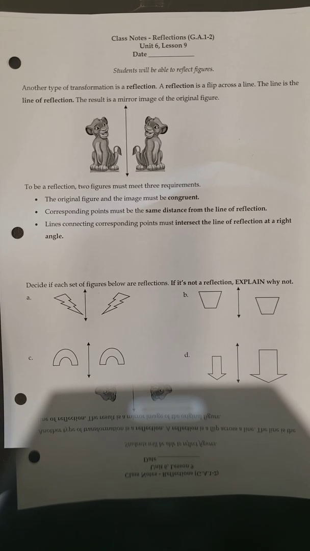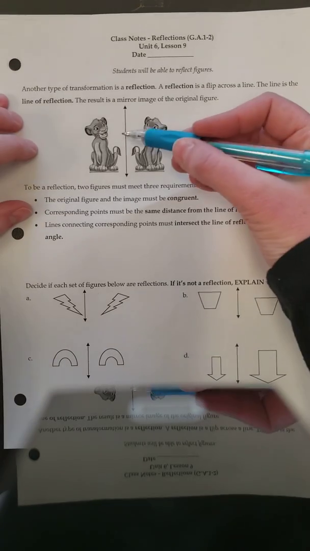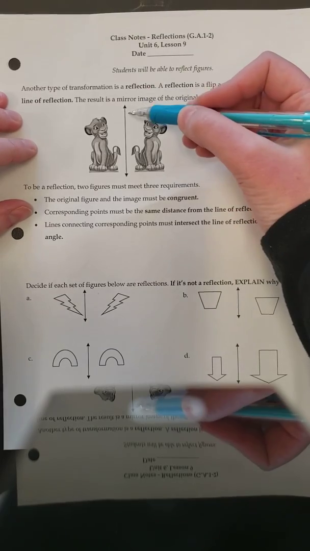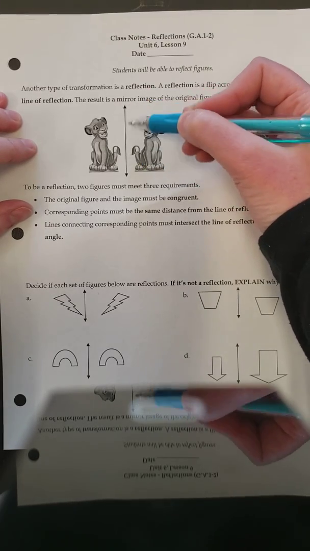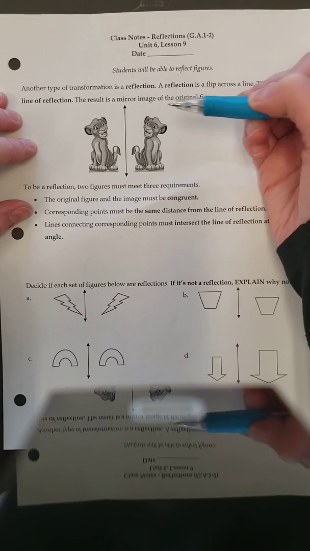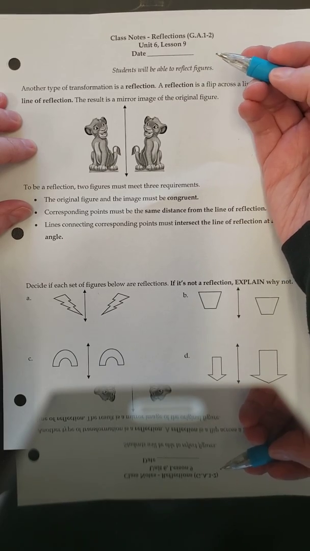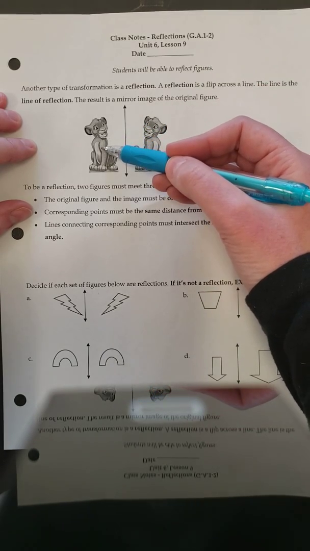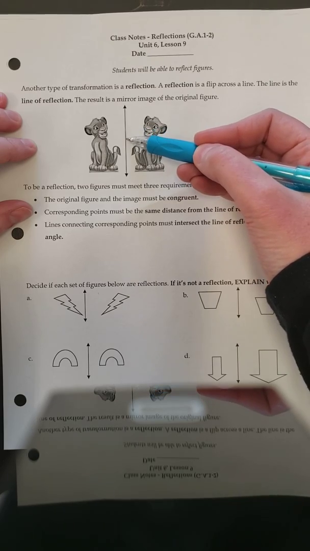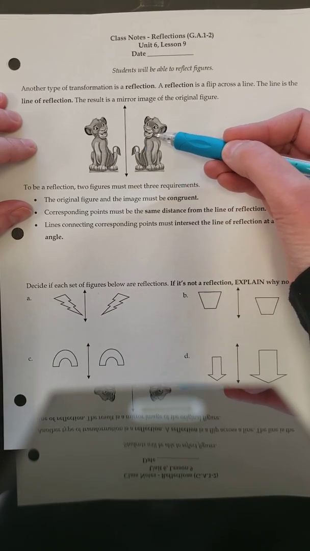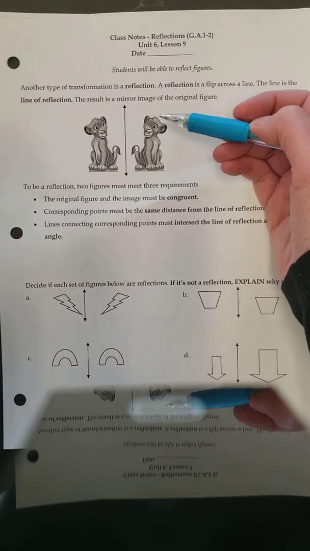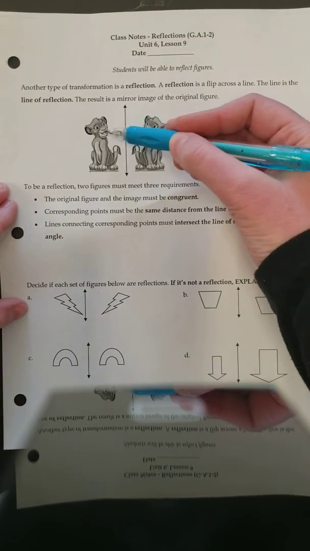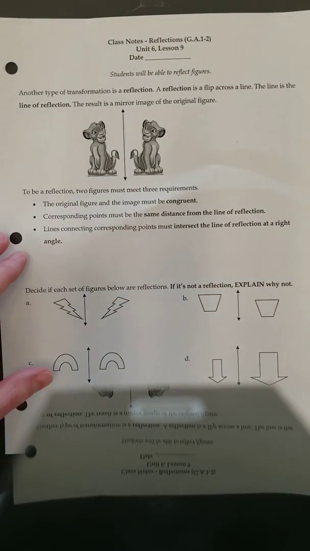So, a reflection is a flip across a line. The line is the line of reflection. So if we look here at these two pictures of Simba, this right here would be your line of reflection. The result is a mirror image of the original figure. So if I flip this Simba across the line of reflection, the figure gets flipped, so it looks like the two Simbas are looking at one another.